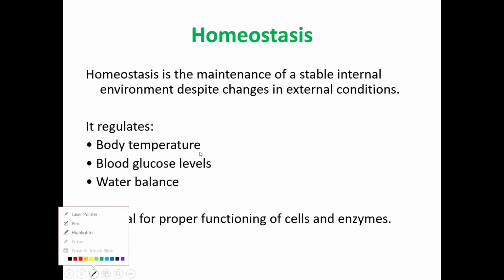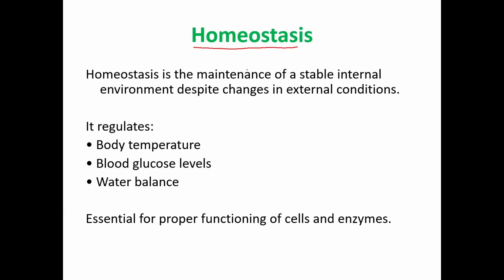So imagine it like your body's personal air conditioner, it keeps everything balanced. In our body, we have a mechanism which balances everything: temperature, pH, water concentration in the body, everything is maintained, and this mechanism is called homeostasis. It is the maintenance of a stable internal environment despite the change in external conditions. No matter what the atmospheric external condition is, the body always maintains itself. So it regulates body temperature, blood glucose level, water balance.